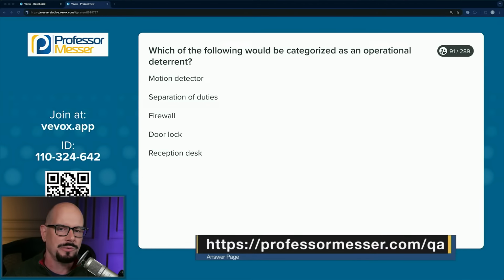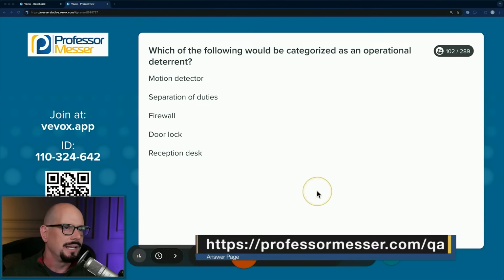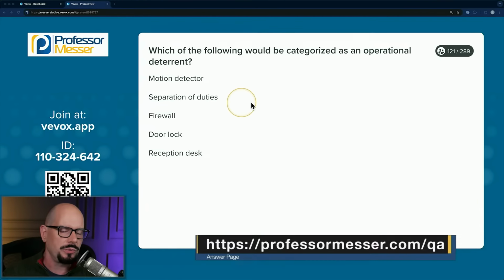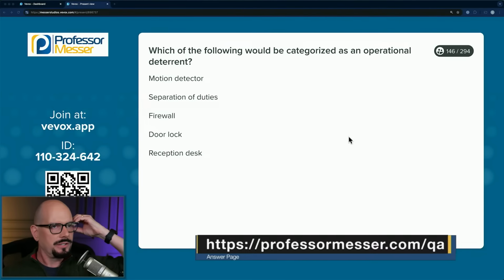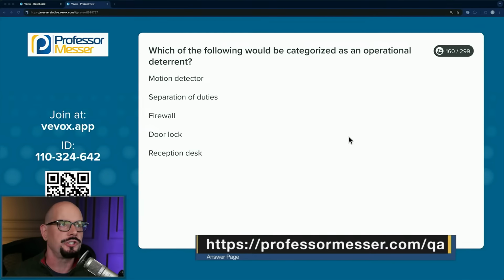Which of the following would be categorized as an operational deterrent? Is it motion detector, separation of duties, firewall, door lock, or reception desk? We're going to go through deterrent control types in a moment. We specifically are asking about operational deterrents. Maybe that's a little bit of a hint for you, so you can break these things apart and see what the differences might be.